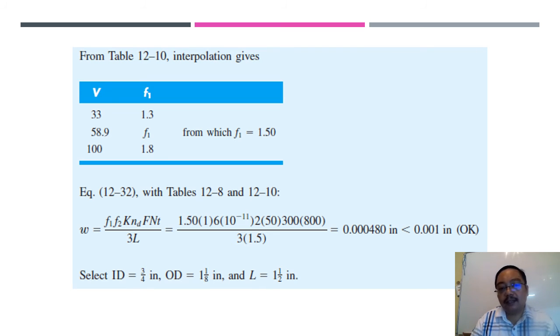So for equation 12.32, tables 12.8 and 12.9, given by W, which is the wear, not the radial velocity. W is wear. You put in this equation f_1, f_2, K, n, and this equation you get 0.0048 inch. Okay, so it is also okay. So select inner diameter 3/4, outside diameter 1.18, and length equals 1/2 inch.